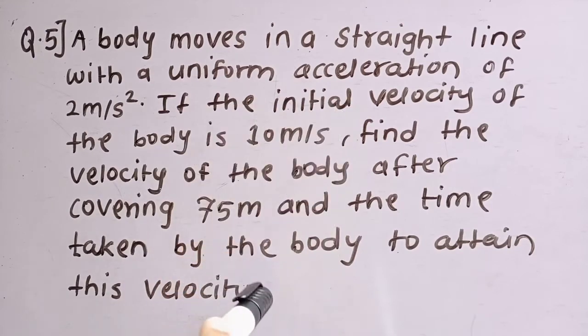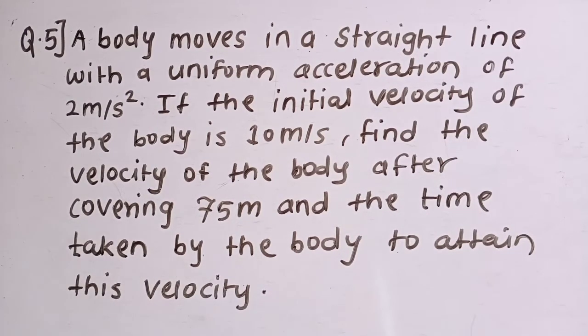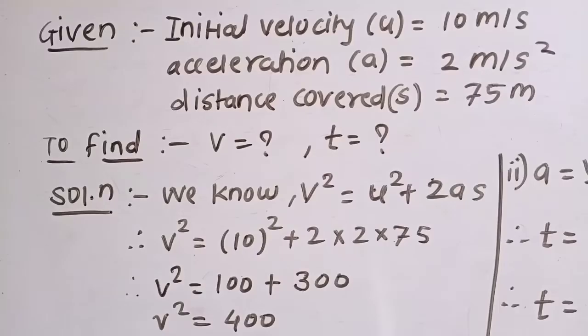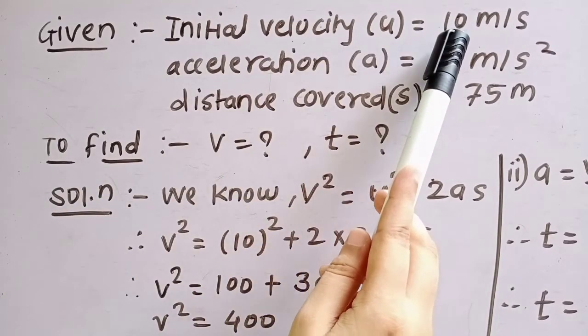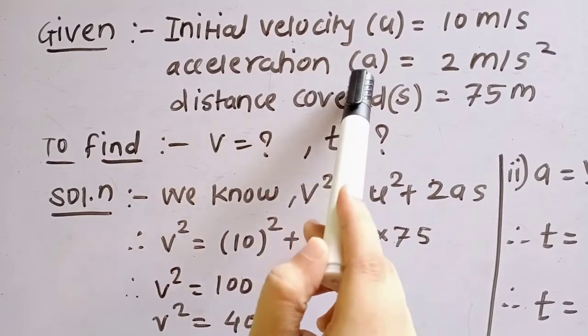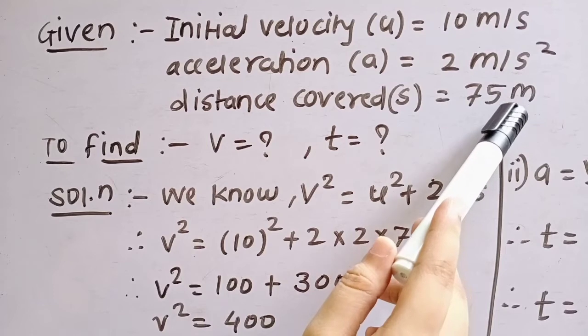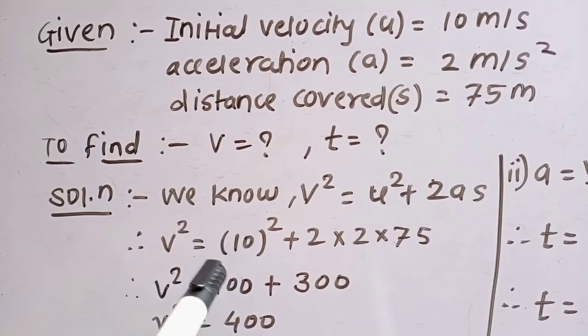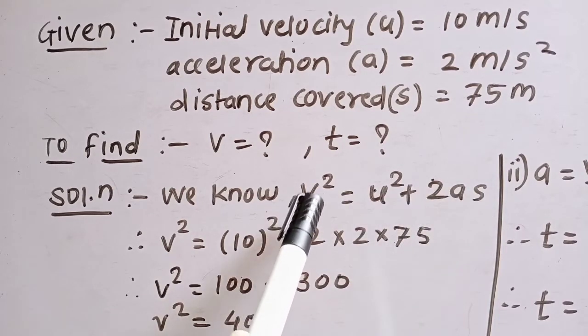So a is equal to v minus u upon t. So t is not given, yes or no? So we have to find t. So by using that formula, a is equal to v minus u upon t, we can calculate t. So let's do it. Now look here, what is given? Initial velocity u is 10 meter per second, acceleration is 2 meter per second square, and distance covered is 75 meters. So as I told you before, we know the formula v square is equal to u square plus 2as, so that we can find this final velocity.